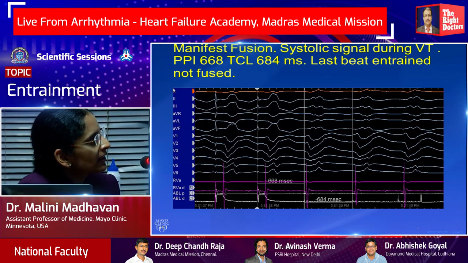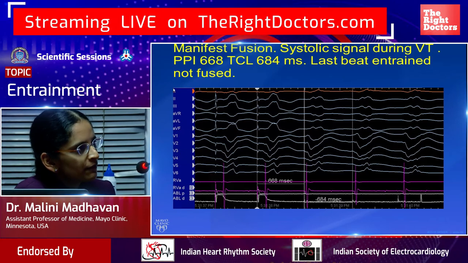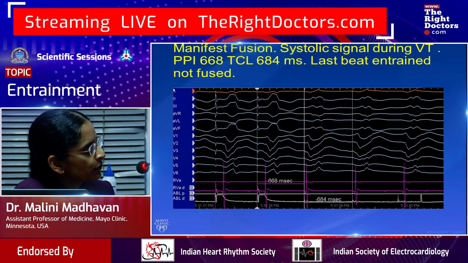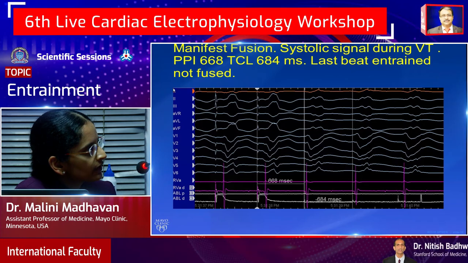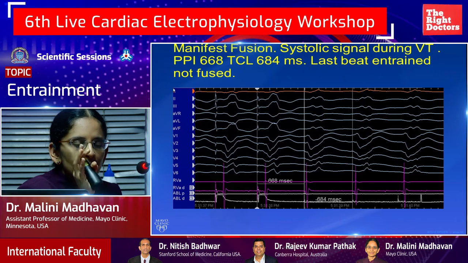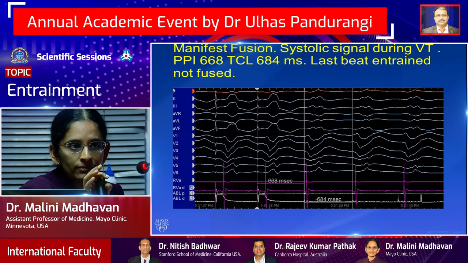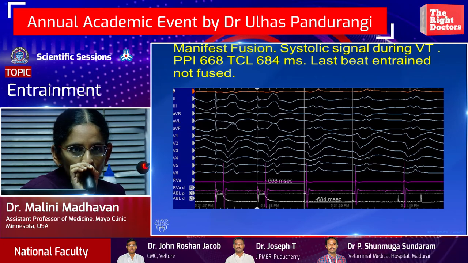So another example of that. This is tachycardia here, and this is the paced beat. It looks very different from the tachycardia, and there is manifest fusion. But if you look at the local electrogram and the pacing catheter, the PPI is very similar to the cycle length of the tachycardia itself. PPI equal to TCL, but manifest fusion, you have to think about some outer loop. Do you want to ablate here? Typically, no. It won't do anything to the tachycardia circuit if you ablate here.